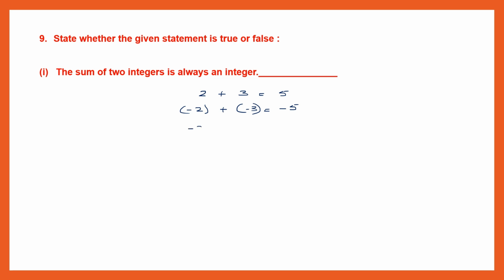Let's take one negative integer and one positive integer. So we have negative 2 plus 3. Signs are different. Put the sign of the bigger integer and subtract. 3 minus 2 is 1. So here in all these cases, can you see the answer? The answer is also an integer. So this statement which says the sum of two integers is always an integer is true.